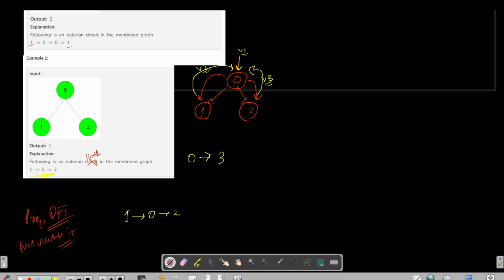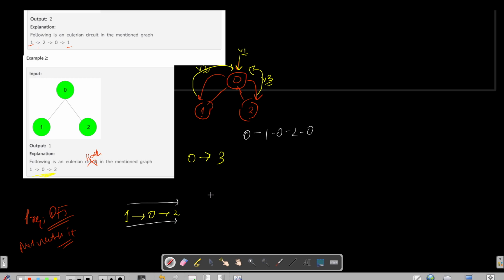So this is a directed edge. First of all, this is not a directed edge, this is an undirected edge, right? Okay, so they are saying that instead of following the path 0, 1, 0, 2 and 0, you go in this path 1, 0, 2, and that's it. You'll be covering all the elements in your DFS, right?